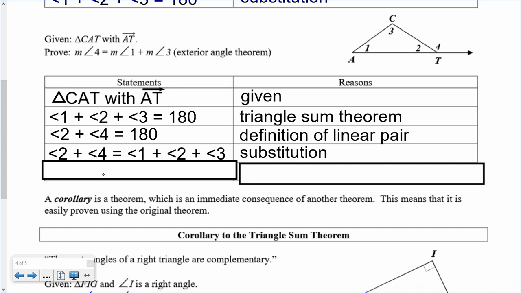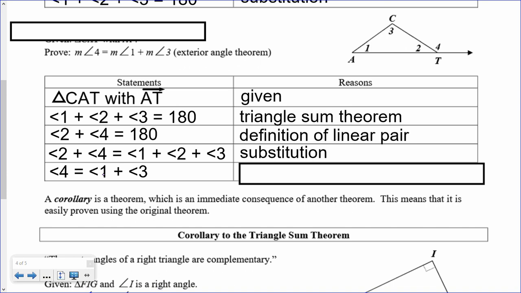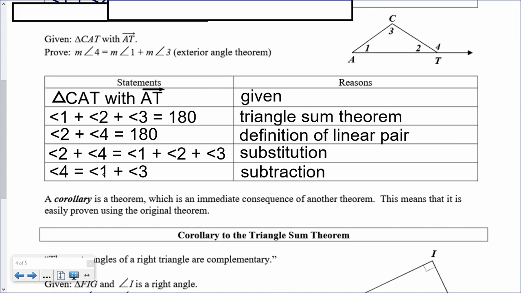Does everybody see how I was able to get this conclusion from these two steps? Yes. Now how can I go from here to that? I can subtract angle 2. Alright?